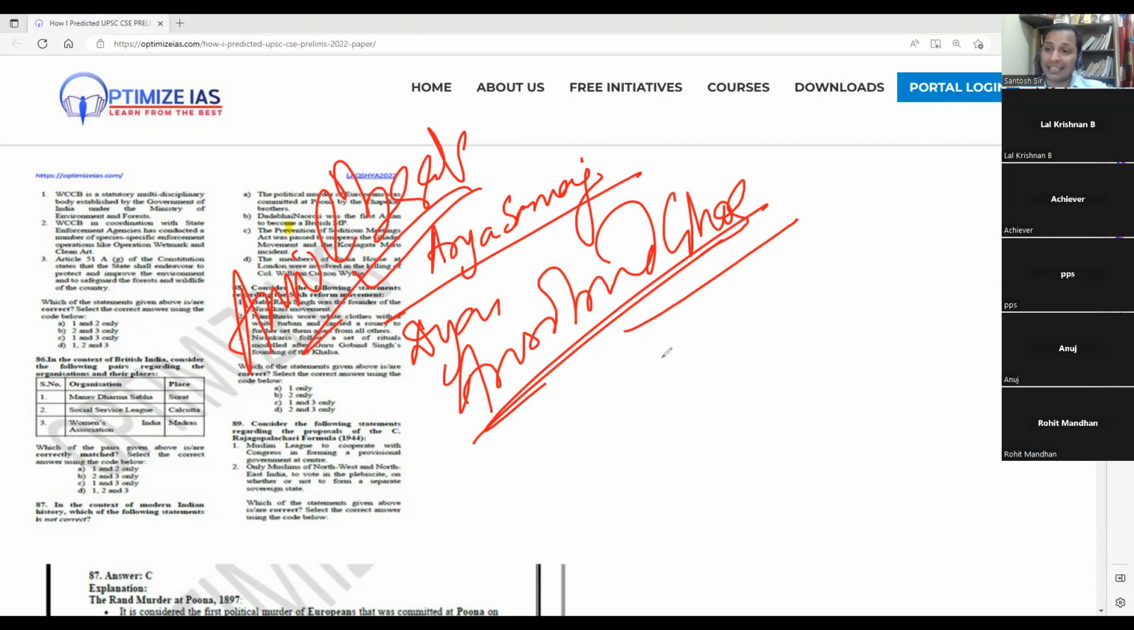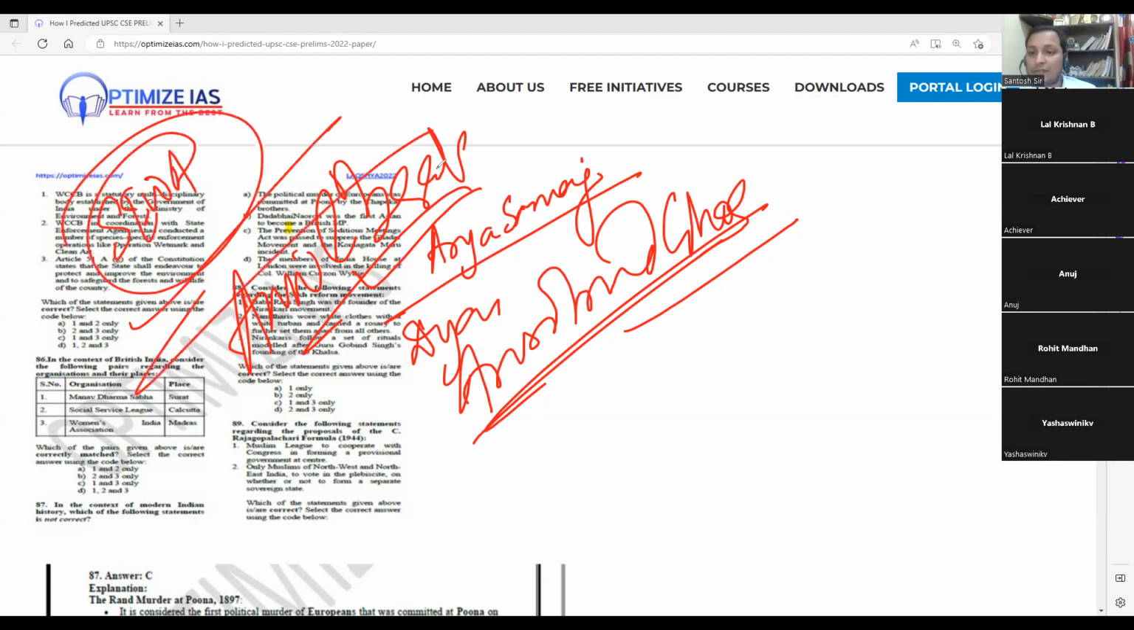They might not ask directly, but they can ask about Anusilan Samiti: which of the following organizations? Ila Bhatt is also in the news. Seva, a women's association, yes. BHU is also in the news. Someone is saying Madan Mohan Malviya, a great leader. I think he is the founder with Annie Besant. I hope I'm clear, am I right or not?